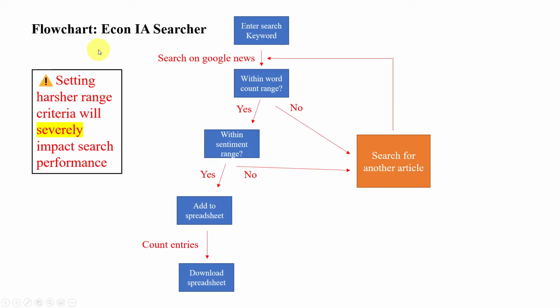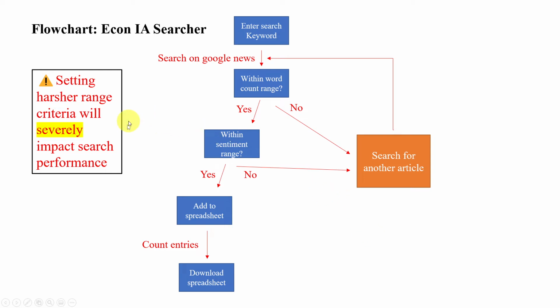This is a flowchart of our IA searcher. So first of all, we enter a keyword just like we do on Google search, and the Python script will automatically search on Google News, and we determine whether it is within the word count range, which is 600 to 1,000 words. If it is a yes, it will move on and determine whether it is within the sentiment range, which is as previously mentioned. And if also it's a yes, we add it to a list, which will eventually be downloaded as a spreadsheet. And if any of the criteria fails, we search for another article on Google search. And that's how it works.